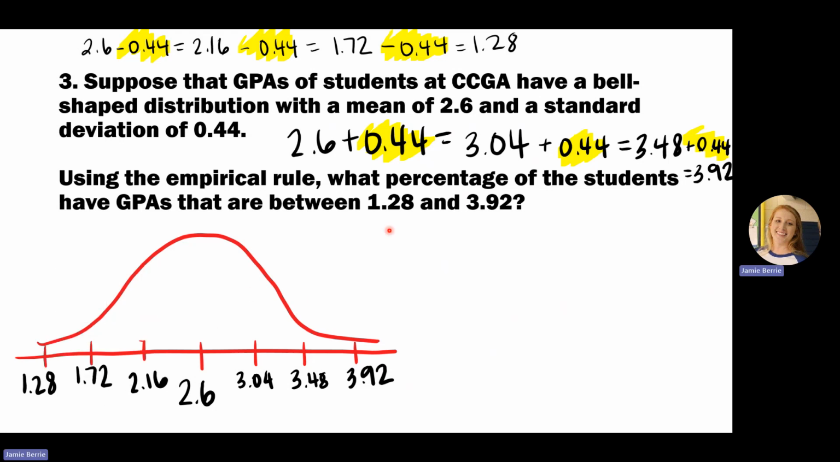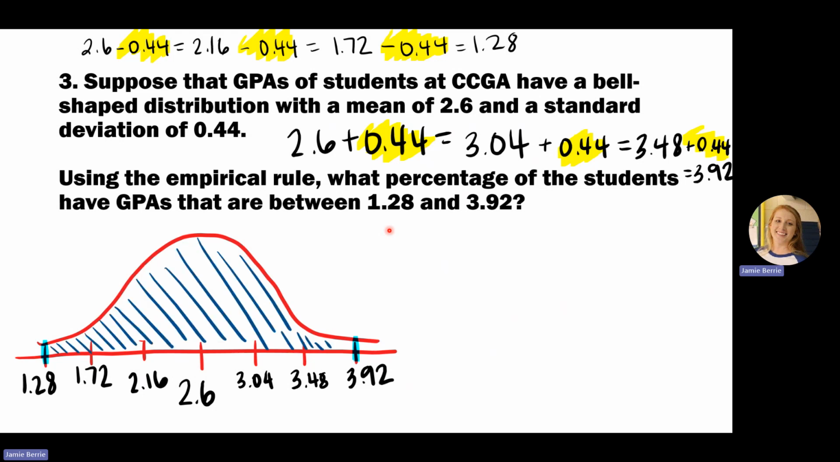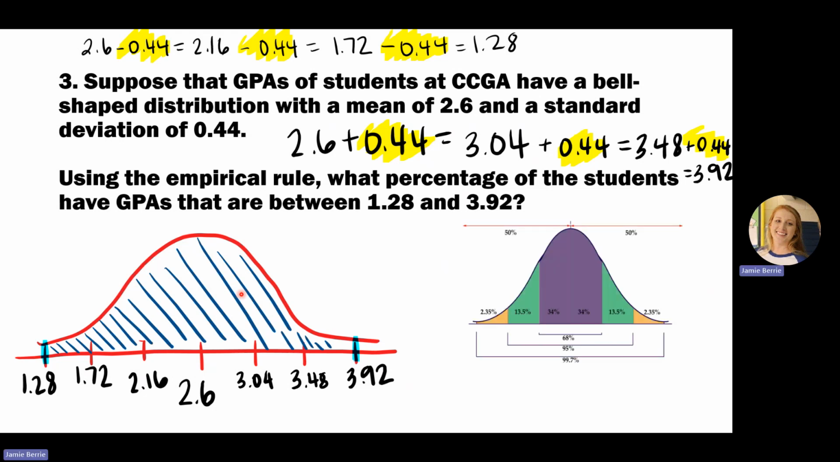All right, now I'm going to bring back my picture. All right, there's my numbers, 1.28 and 3.92. Shade in the area between, because they asked what's the percentage of students that have GPAs between those two values. So I shaded in between. All right, and there's our picture. All right, so we are 1, 2, 3 standard deviations out to the left, and we are 1, 2, 3 standard deviations out to the right. So if we go 3 standard deviations to the left and 3 standard deviations to the right, that's that bottom line there. We know that that's 99.7%.